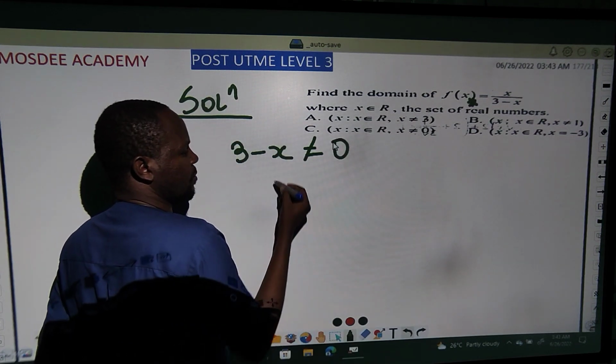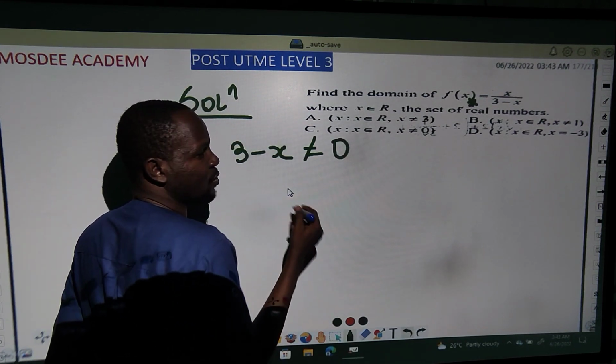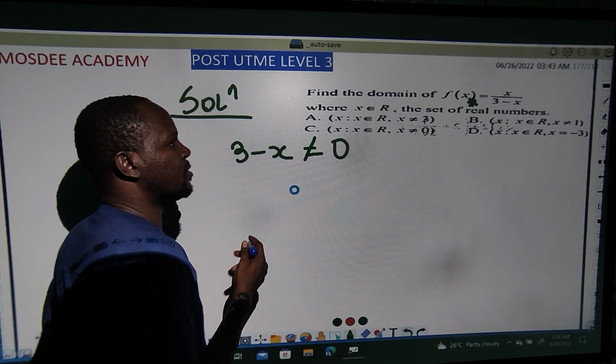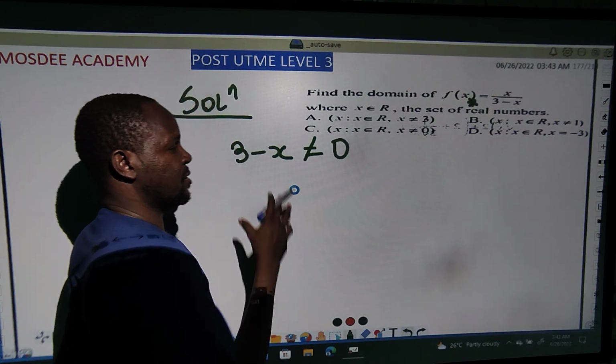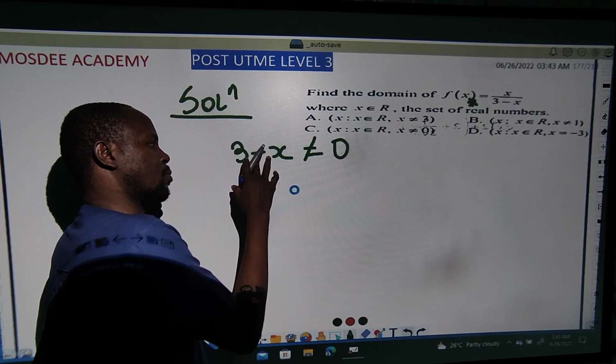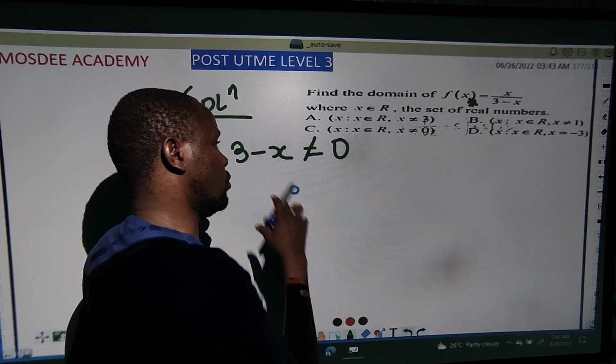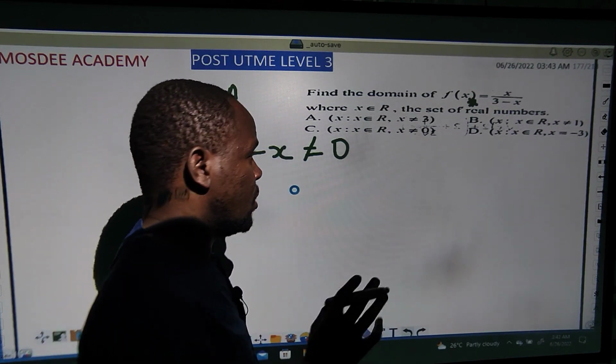So when you solve, that means x is not equal to... apologies, let me come back. What it means is we solve for x. From here, when you move x to the right-hand side, you and I know it will turn positive. I believe everybody understands that.